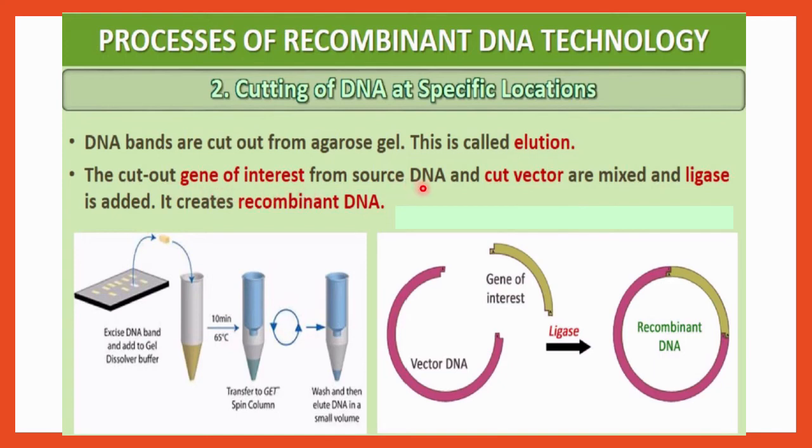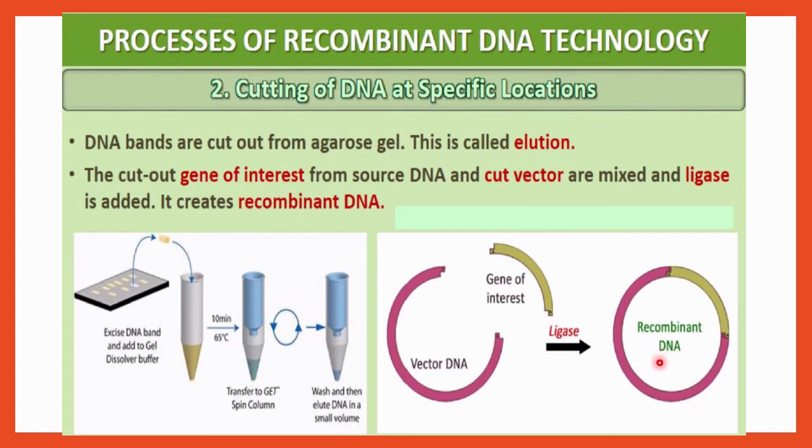After that, the cut out gene of interest, the desirable DNA fragment from the source DNA, and the cut vector are mixed, and ligase enzyme is added. This is the gene of interest, which we have separated out by using gel electrophoresis and ethidium bromide staining. This is the vector. You just have to join the gene of interest with the vector by using ligase enzyme. Ligase enzyme plays a very important role here to recombine this plasmid and create the recombinant DNA. So finally we get the recombinant DNA this way.